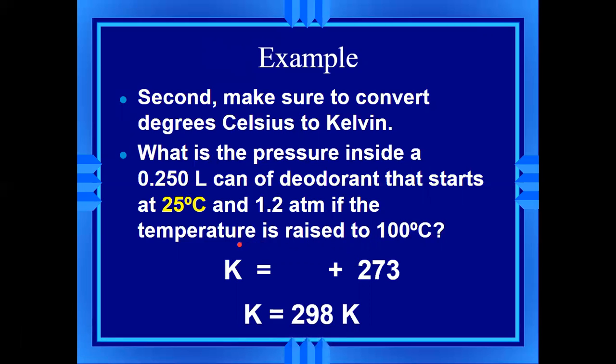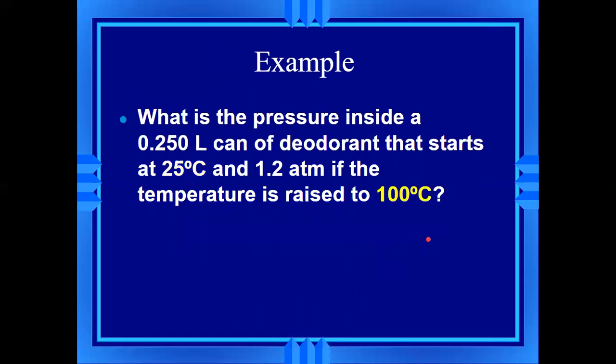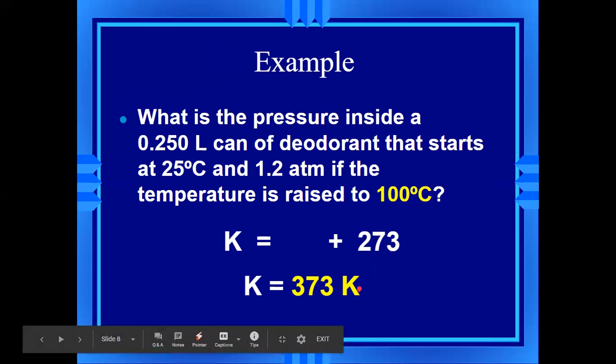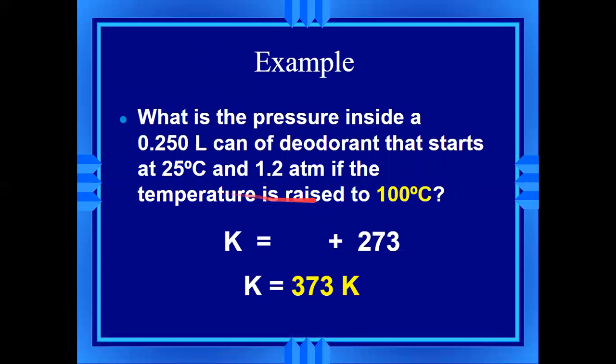Then we see that the temperature is raised to 100 degrees Celsius, so let's convert 100 degrees Celsius into Kelvin. Again, we'll take 100 degrees Celsius plus 273. That gives us our final temperature as 373 Kelvin. So we have our initial pressure, our initial temperature, and our final temperature.